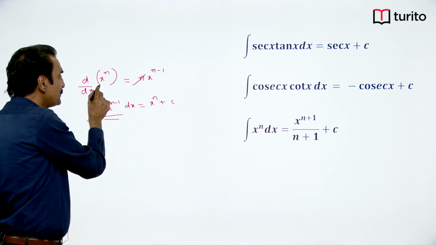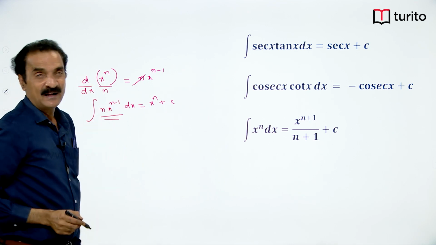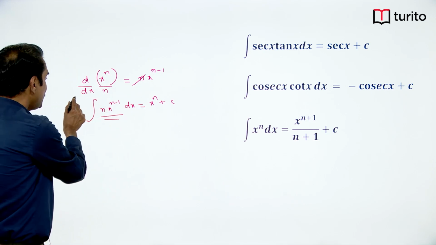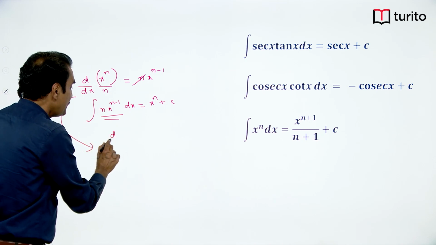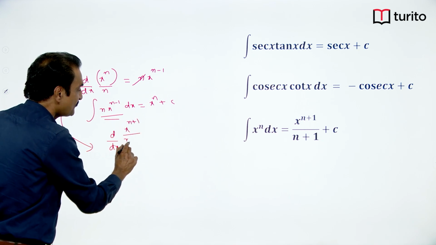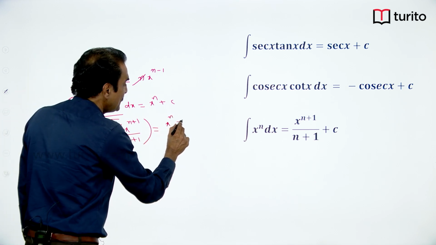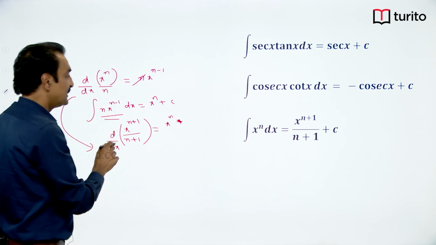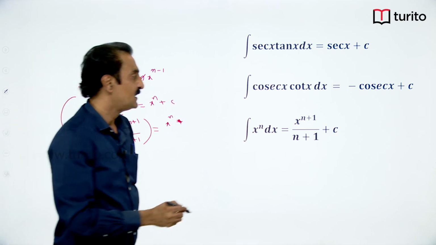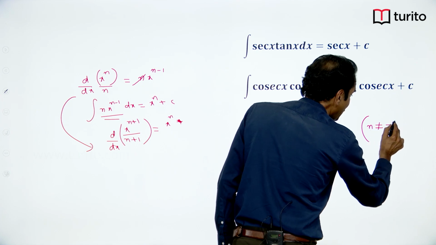You take this n to the LHS, then the derivative of x power n by n is x power n minus 1. Replacing n by n plus 1 on both sides, this becomes d by dx of x power n plus 1 by n plus 1 is equal to x power n. So, integral x power n dx is x power n plus 1 by n plus 1, except for n not equal to minus 1.